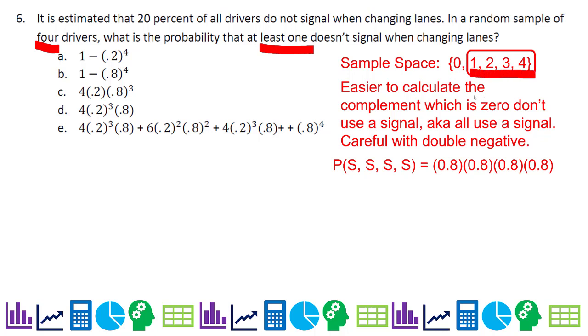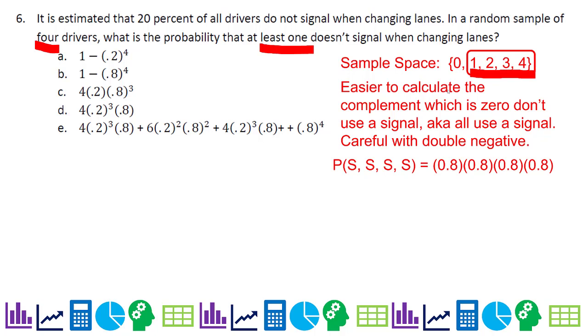Well, I could calculate all 4 of those. Some of these are actually tricky. I haven't taught you how to calculate some of these in here. Or, well, technically I have. You could do a tree. But if you have 4 drivers, that's 2 to the 4th. That's 16 branches. You don't want to do that. So the complement is easier because I could just calculate that 0 don't signal.